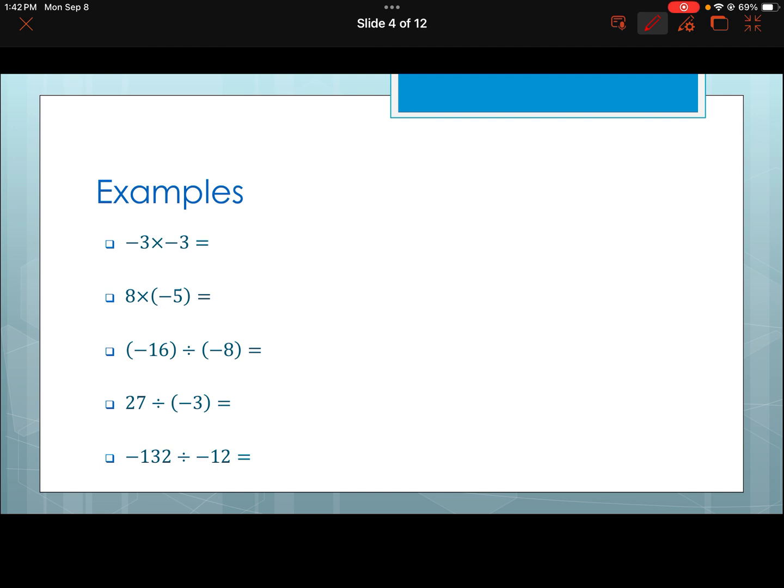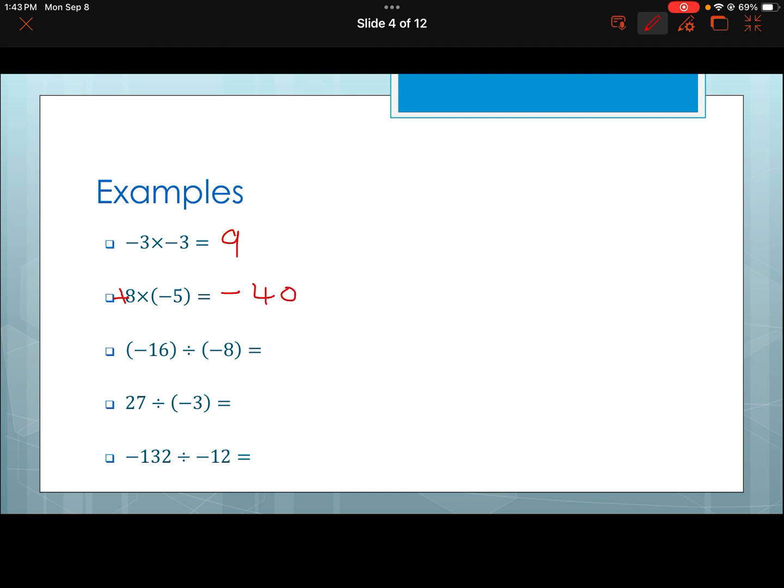-3 times -3. Both of the signs are the same, so I know my answer is positive. And then 3 times 3 is 9. Don't overcomplicate it. That's it. This one says 8 times -5. That 8 is technically a positive. I know it doesn't have a plus sign there, but it is. So it's a positive times a negative, which instantly tells me the answer is negative. And then 8 times 5 is 40.